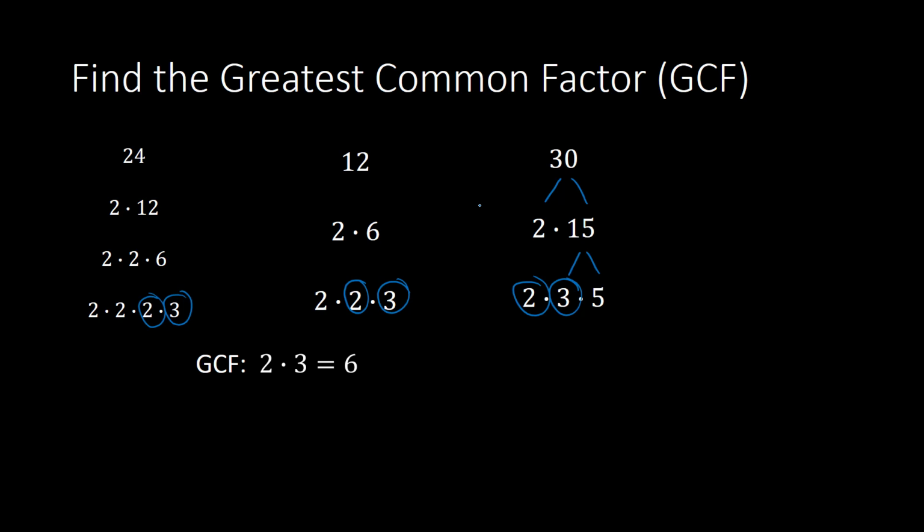And which makes sense. We can divide 24 by 6 to get a whole number, to get 4. 12 divided by 6 divides evenly. 30 divided by 6 also divides evenly. And so this would be your solution.